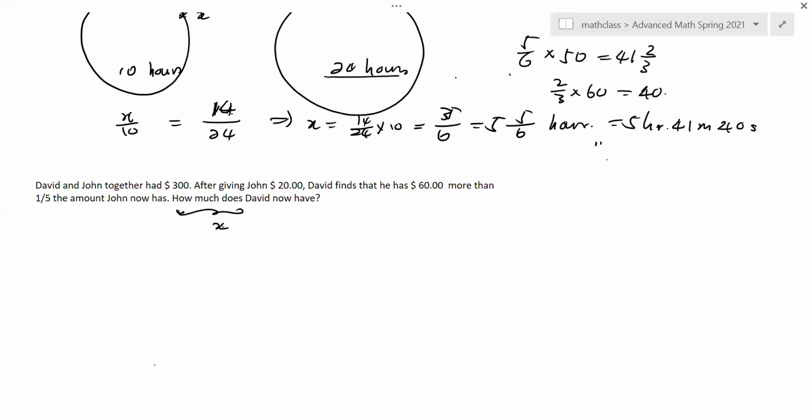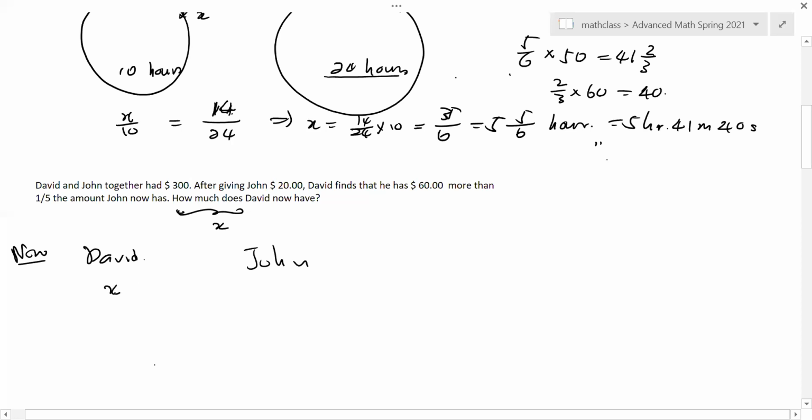Okay, anyone? Story problem, right? So we denote by X the amount of money David has now. Then John has $300 minus X. If David has X money now, John will be 300 minus X, because the total amount of money is $300.